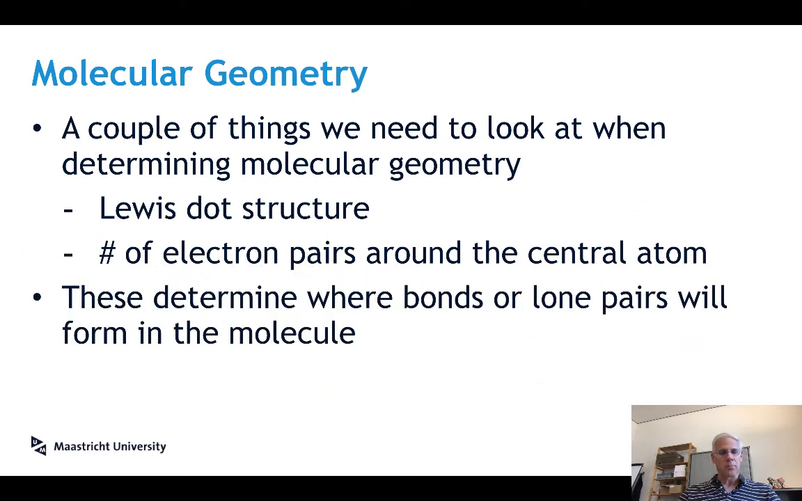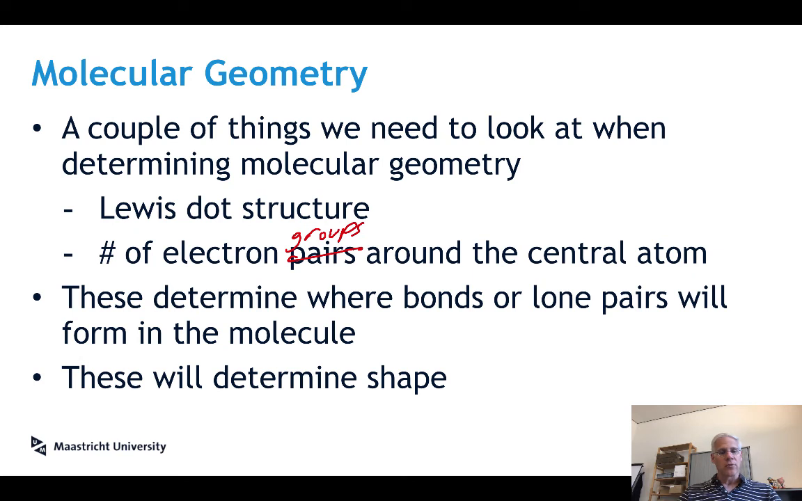Now, what's an electron pair? It can be a lone pair or a bonding group. Sometimes we'll say number of electron groups around the central atom. That's probably a better way of saying that, so let me cross out pairs there and put groups. Again, an electron group is either a lone pair or a bonding group. Where those electron groups form determines where the lone pairs or the bonds will go in the molecule, and these help us determine our shape.